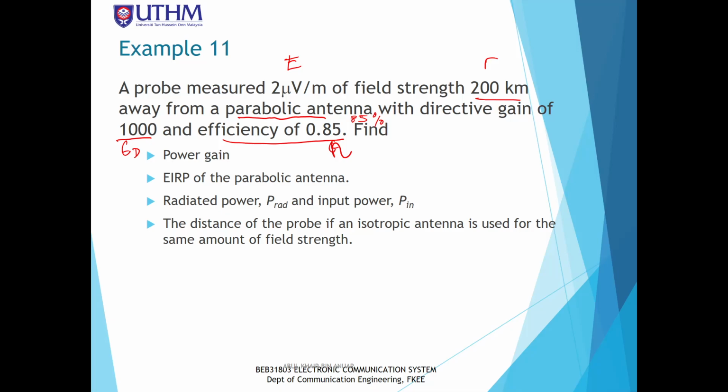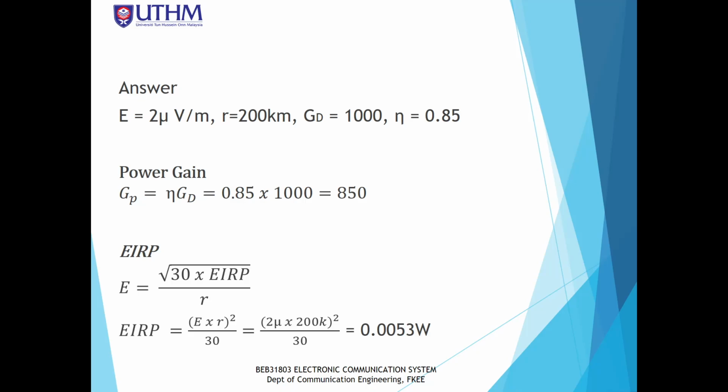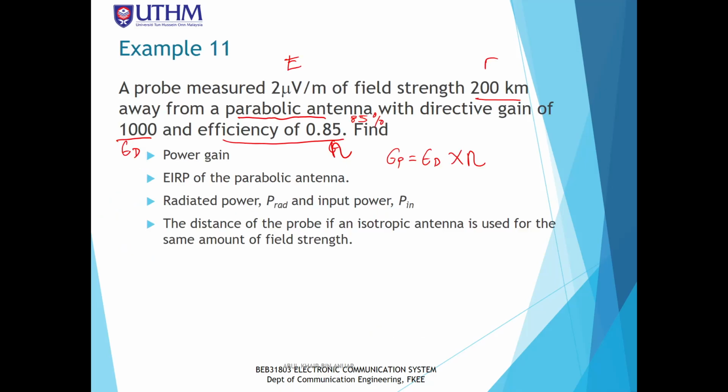Okay, find power gain GP. So GP can be found based on the directivity gain and efficiency. GP is equal to directivity gain GD multiplied with antenna efficiency. So this one is the power gain. GP is equal to 0.85 efficiency multiplied with directivity gain 1000. So we get power gain 850.